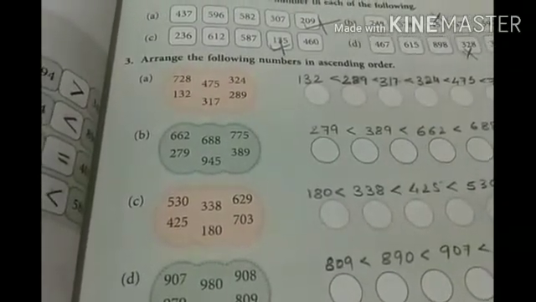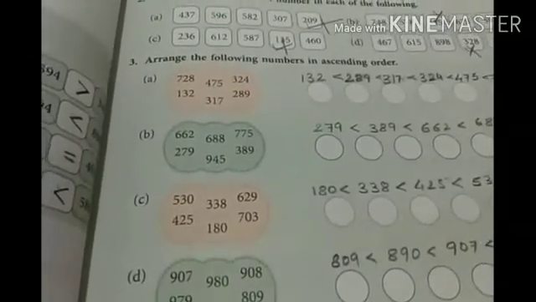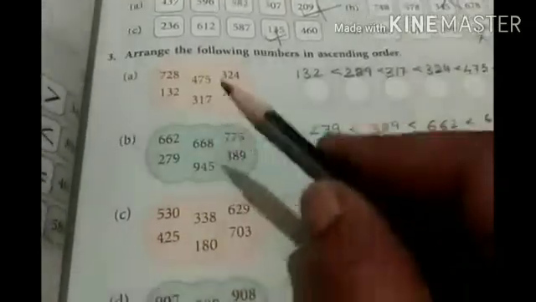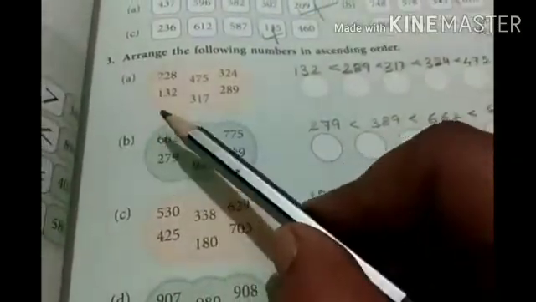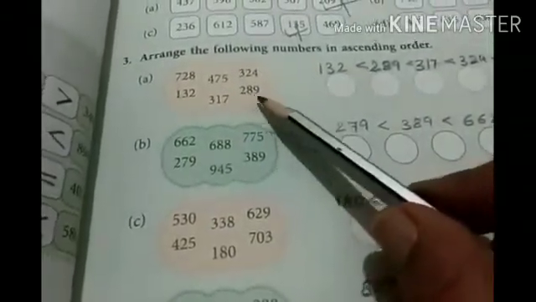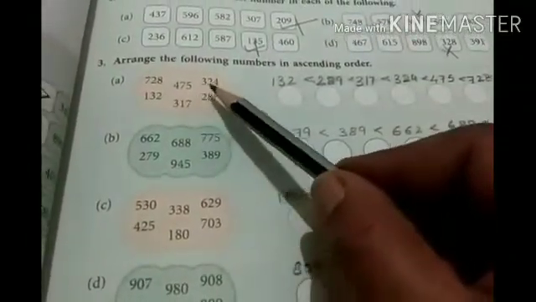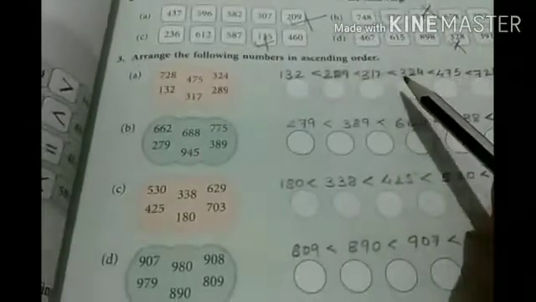See, 728, then 132, 475, 317, 324, 289. So the smallest number which is having 1 in the hundreds place is 132. So I have written it. Then 2 will come, 289. Then there is a comparison between 324 and 317. We know in 317 the tens place is 1 and here it is 2. So 317, then after that 324, then 575. Then last is 728. Okay.